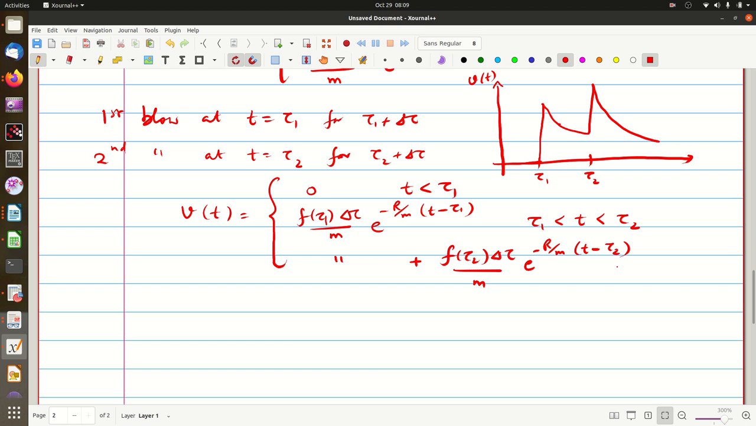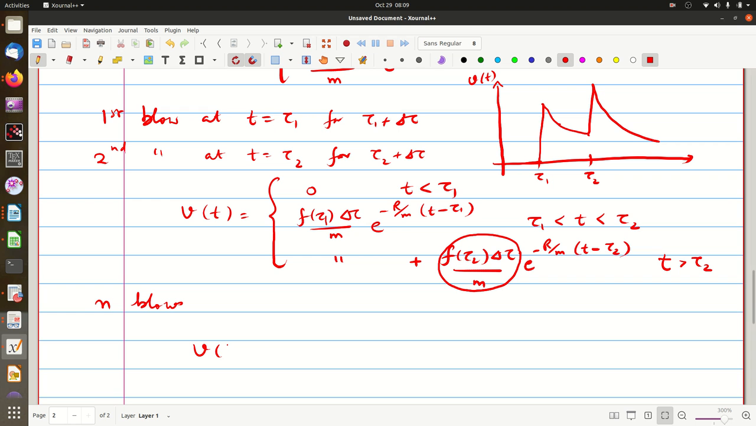When you substitute t equal to tau 2, you get back your original solution. After that, because of tau 2, it will take this much of a blow. This is the magnitude of the velocity due to the blow, and then it will again start coming down exponentially. But of course, the previous data is already there, so that is also added to this. So that's why there will be overall this. This is for t greater than tau 2. One can extend this for n number of blows.